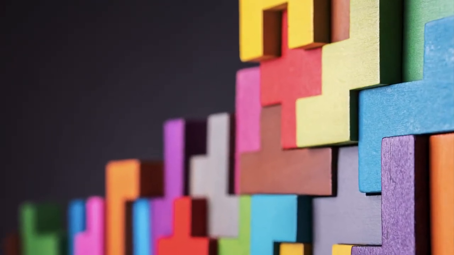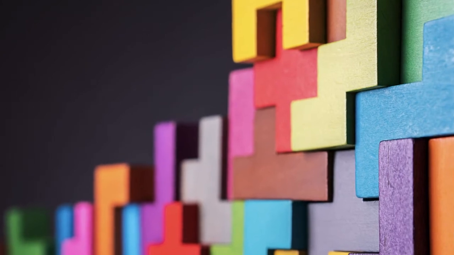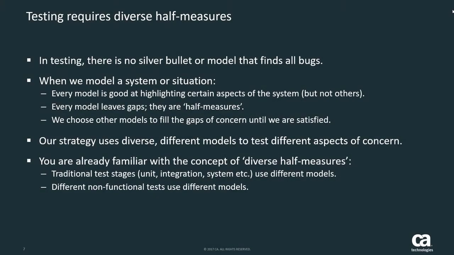So we need to choose a range of models that cover the gaps across each other. So we choose models to fill the gaps of concern until we're satisfied. So our test strategy uses diverse, different models to test different aspects of concern. This idea of diverse half measures, as it's called, should already be familiar.